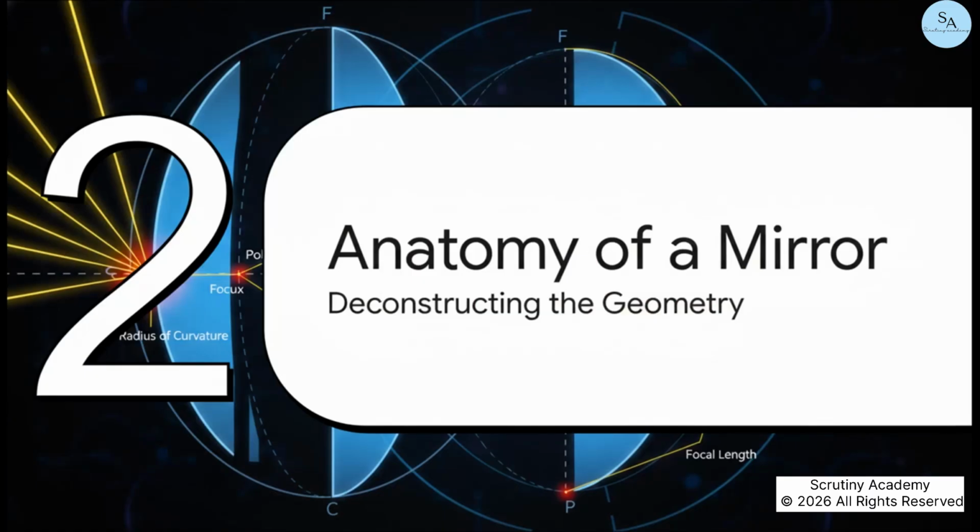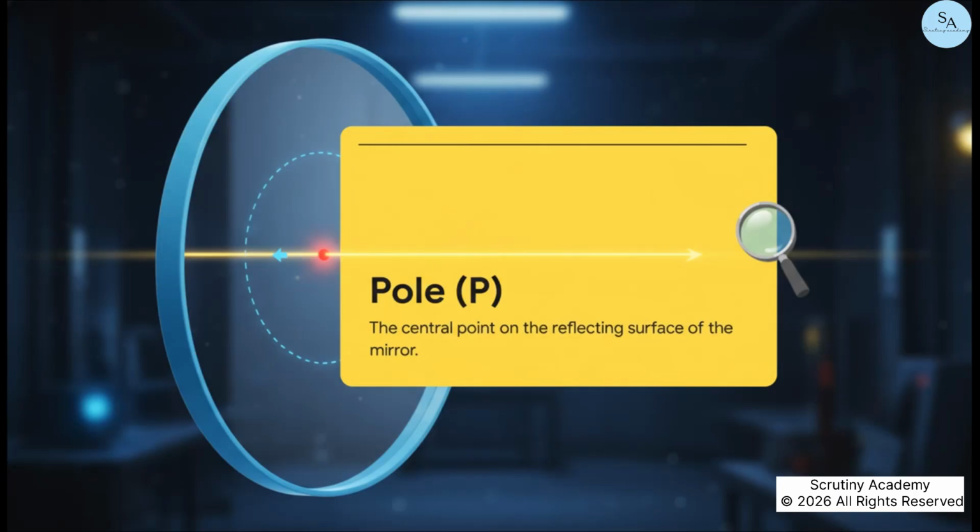To really get a grip on how these mirrors work, we gotta learn the lingo. Think of these next few terms as the absolute building blocks for everything else we're gonna cover. So let's break down the anatomy of a mirror. First up, we have the pole, which we always label with a P. The easiest way to think about it is that it's just the exact center point of the mirror's shiny surface. It's basically our starting point for all our measurements.